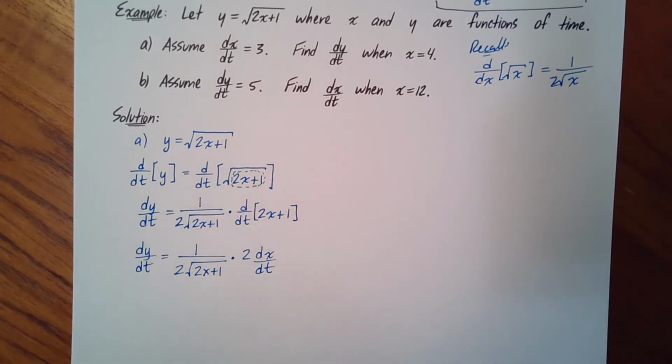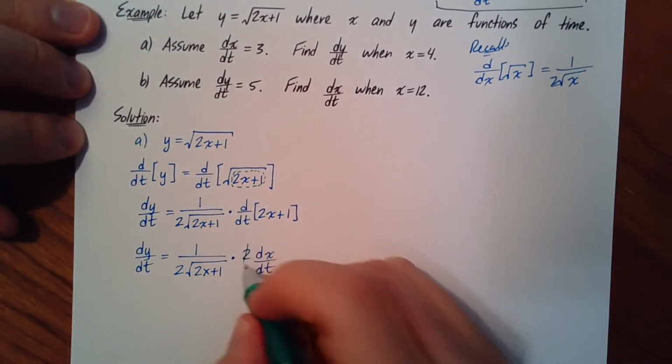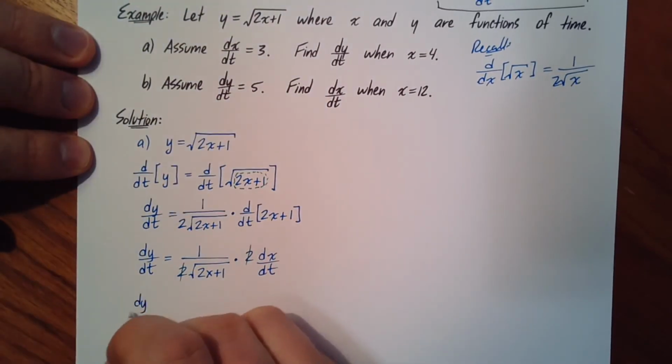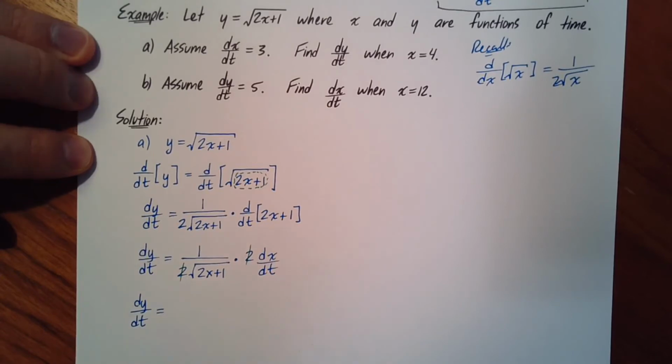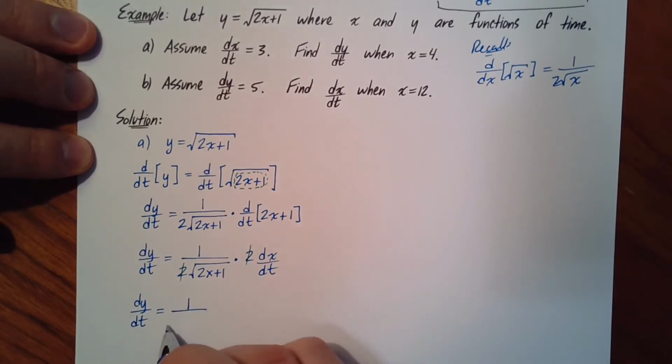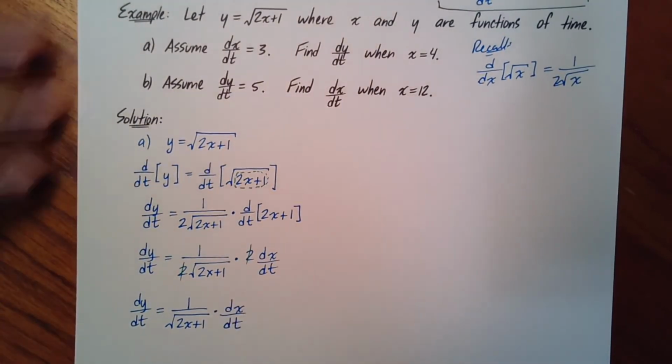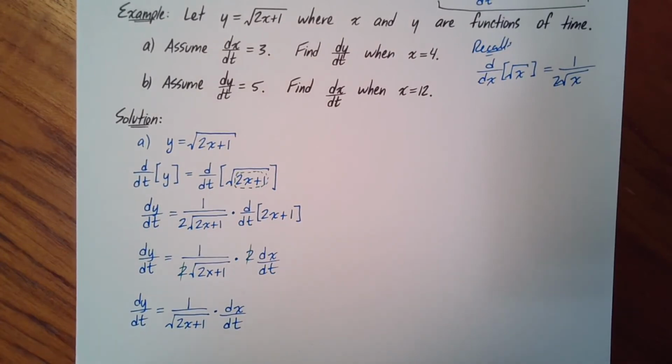All right, so now we've finished taking the derivative. Look for anything that you can do to clean things up. The 2's can cancel, right? So we're going to get dy dt is equal to 1 over the square root of 2x plus 1 multiplied by dx dt. All right, so that's good.